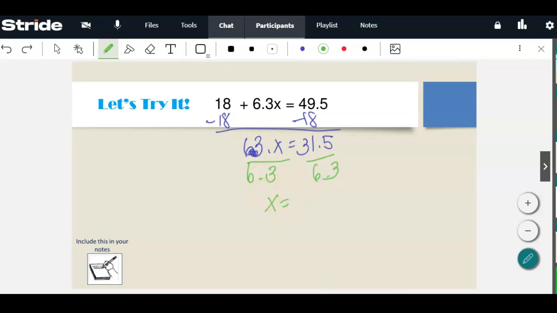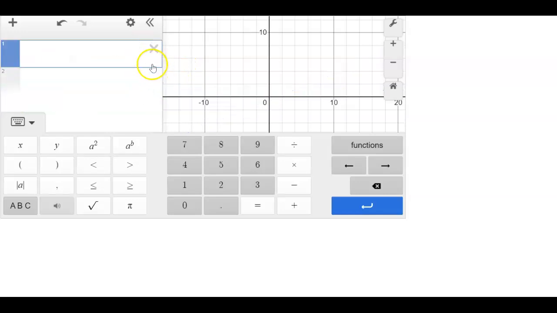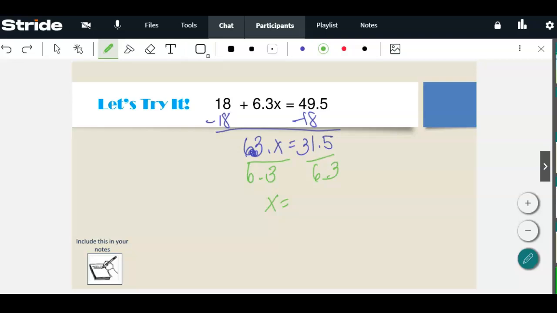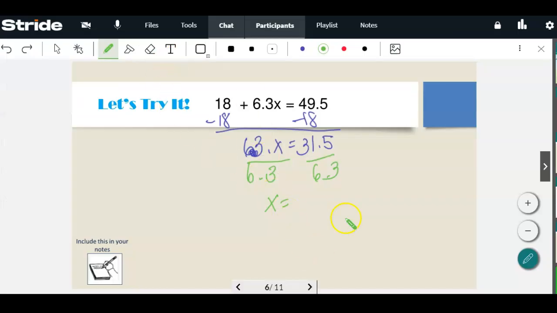And we can jump over to the calculator, do 31.5. And we're just going to use this division sign. What was it? 31.5 divided by 6.3. Make sure it's underneath there. And the answer is 5. All right, let's look at another one.